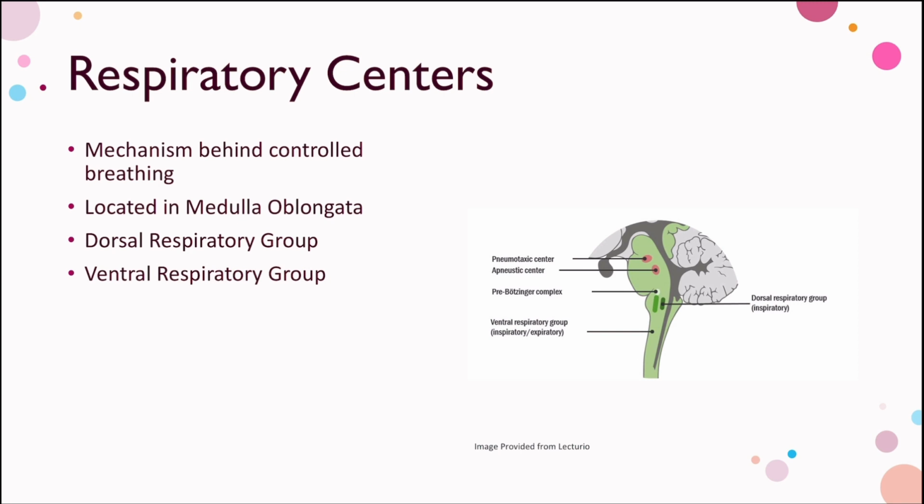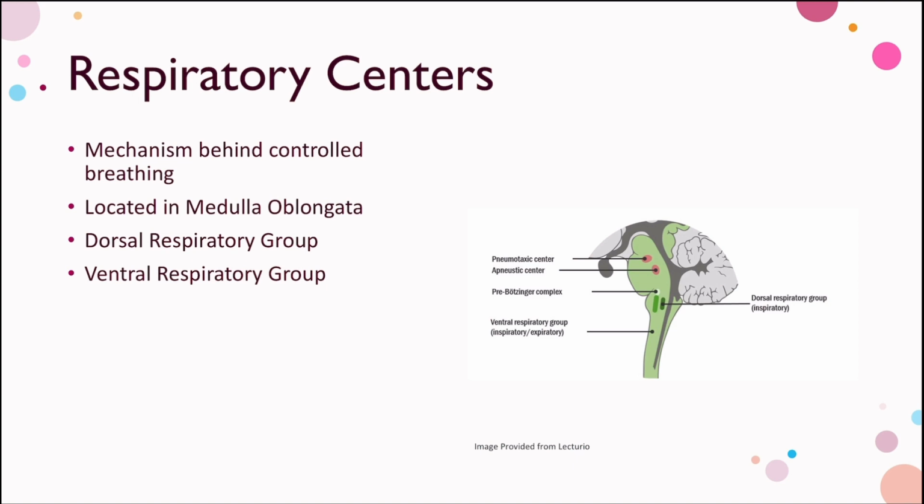The mechanisms behind the control of breathing are regulated by the respiratory center, which is located in the medulla oblongata. There are two respiratory centers in the medulla oblongata. This consists of the dorsal respiratory group, also known as DRG, and the ventral respiratory group, also known as VRG. DRG is for the inspiratory motor neurons, and VRG is for the expiratory motor neurons. DRG maintains constant breathing, while VRG controls forced breathing.